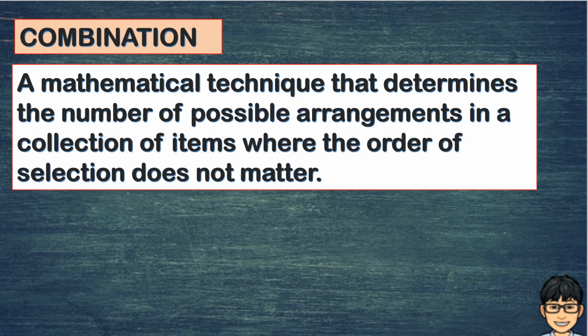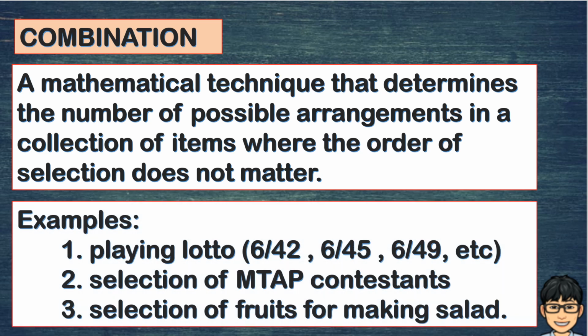Combination is a mathematical technique that determines the number of possible arrangements in a collection of items where the order of selection does not matter. Ibig sabihin, ang combination ay isang technique para malaman natin ang number of possible selections kung saan hindi mahalaga ang pagkakasunod-sunod ng bawat bagay. These are some examples illustrating combination, like playing lotto.